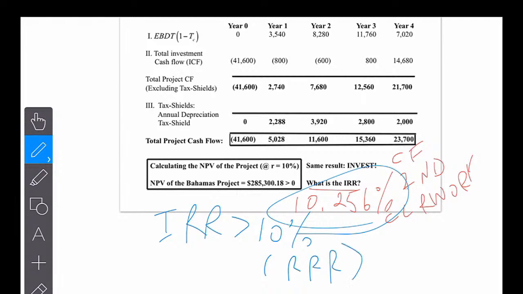So since the required rate of return, since the project rate, the internal rate of return, is greater than 10%, we accept the project. Same conclusion. That's the required rate of return. We accept. Same conclusion. The difference is that we get a sense of how much higher it is.